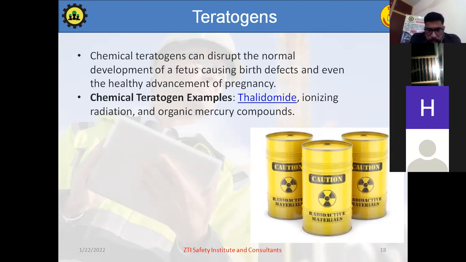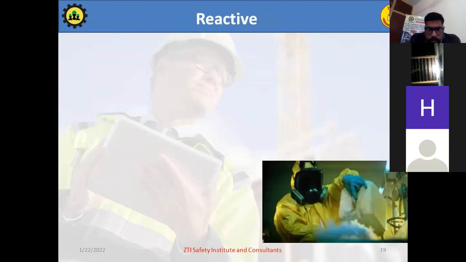Examples of a few are thalidomide, ionization radiation, and organic mercury compounds. Again, besides the chemical hazards which we are covering over here, we also have ionization radiation, which is a physical hazard here. It has the ability of causing birth defects.